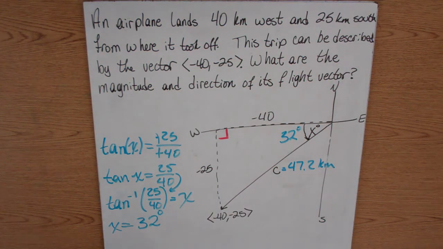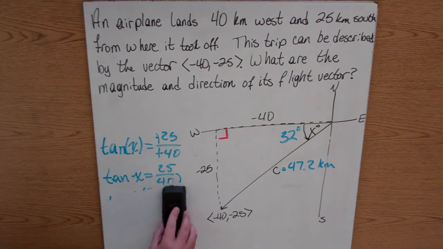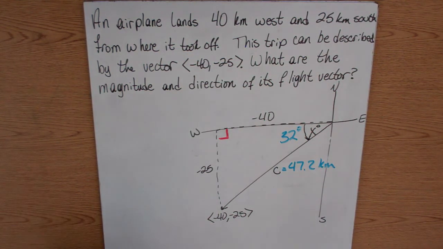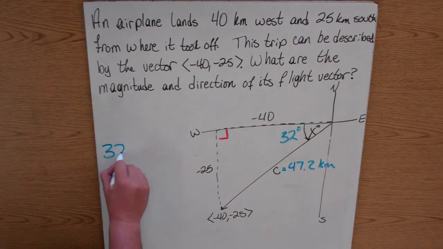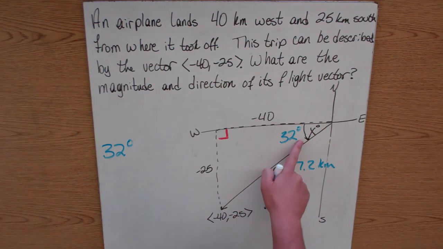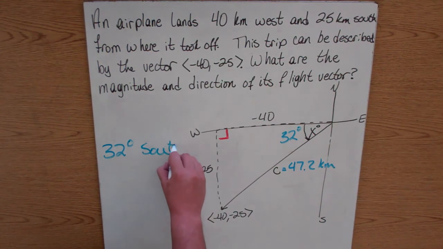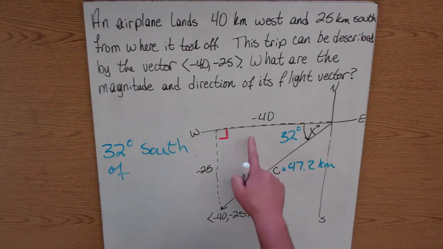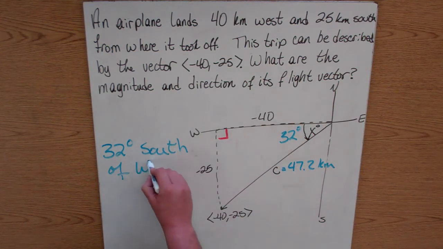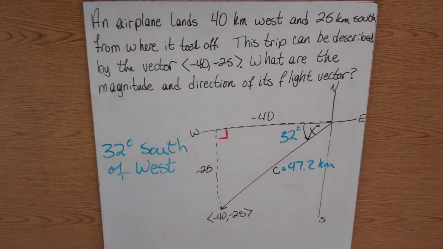Remember, the other part is we need to say is it east of south, south of east, south of west, and so on. So that's what we have to figure out now. So we know we're 32 degrees. Now remember, what is this arrow pointing at? Well, this arrow is pointing at south. So that's our first direction. South of, where does it start? Well, it starts at west. So south of west. So our final answer for our magnitude is 47.2 kilometers. And the direction of our flight vector is 32 degrees south of west.